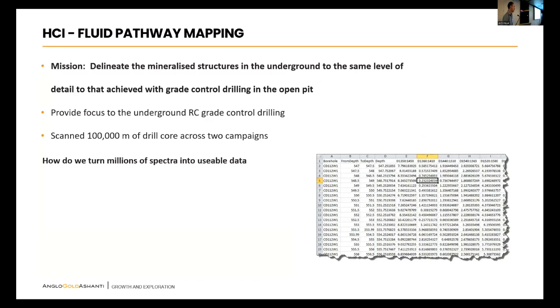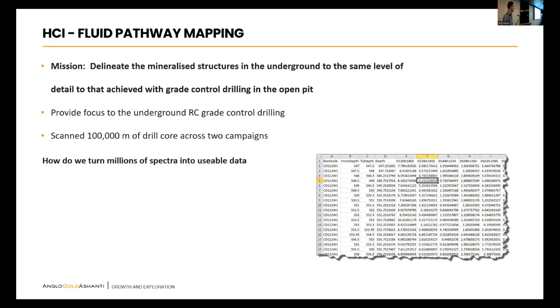And it was really about trying to provide focus to underground RC grade control drilling. So that had been introduced. The drilling cost itself was low, but the development cost to put in that closely spaced drilling was very high. So we were trying to minimize the areas that were developed that were never going to deliver any ore.